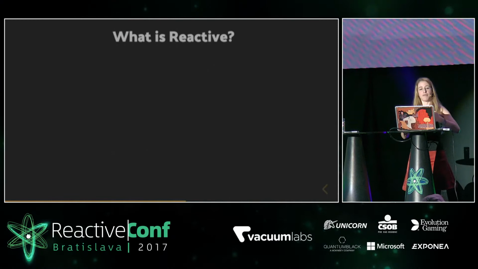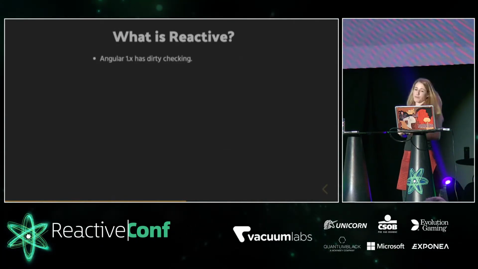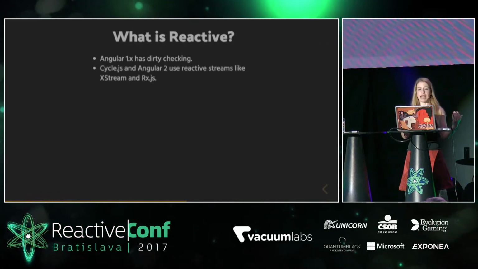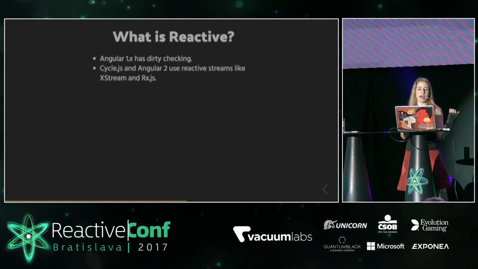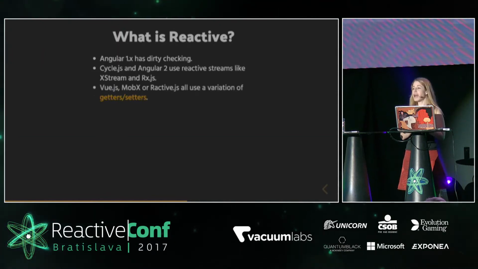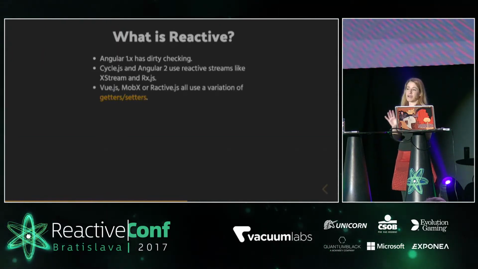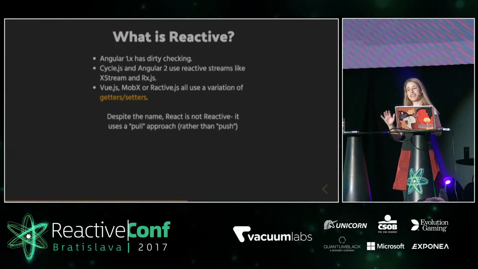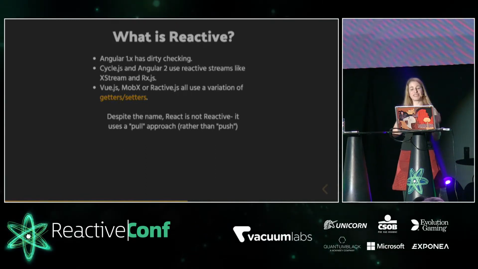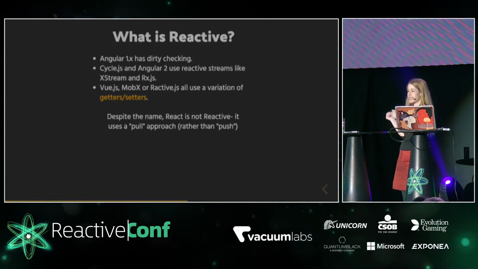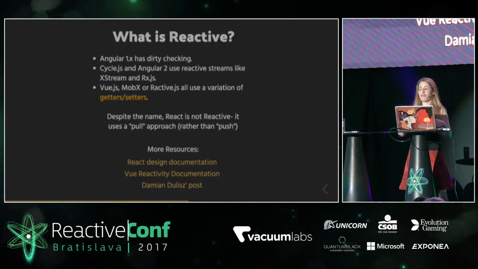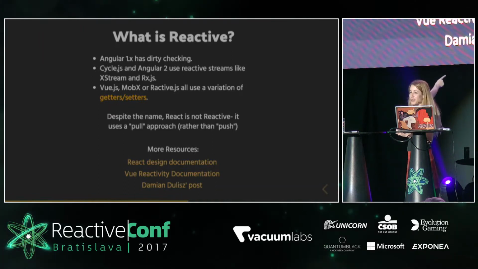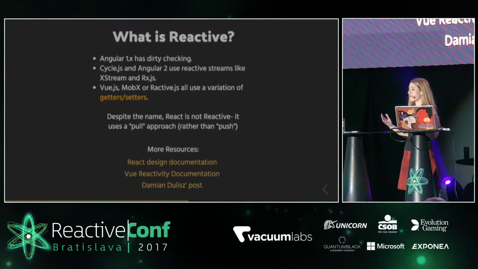So what is reactive? For all of these different frameworks, we have different ways of working with it. Angular 1.x has dirty checking. Cycle and Angular 2 use reactive streams like xstream and RxJS. Vuex, MobX, and Vue all use a variation of getters and setters. And despite the name, I know this is confusing, React is not reactive. It uses a pull approach rather than push. I was talking to Dan Abramov about this, and he was like, yeah, everybody's confused about this. I'm sorry about the name. So he pointed me to a place where you can look at the React design documentation if you want more information about that.